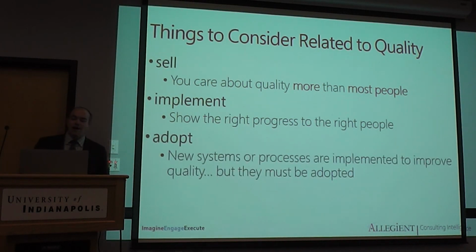And then with adoption, new systems or processes are implemented to improve quality, but they must be adopted. So just thinking about the people that will be using your new systems or processes and what will motivate them to use them will help you, because it's not a one-size-fits-all. You don't just explain what's important to you about this quality initiative and assume that absolutely everyone will feel that same sense of importance for them.